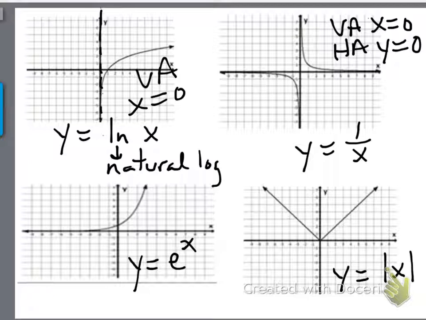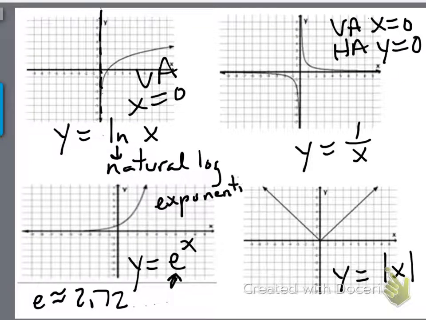This is e to the x. Okay, remember, e is a number. We talked about that last year. E is approximately 2.72 yada yada yada. And this is an exponential function, which means the variable is in the exponent.